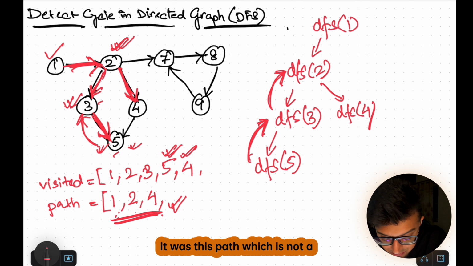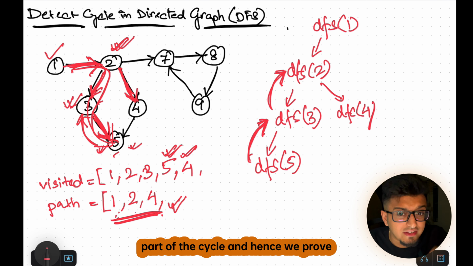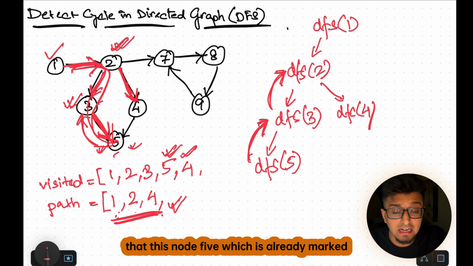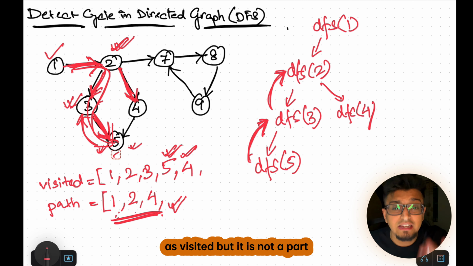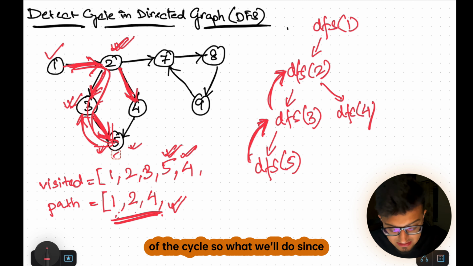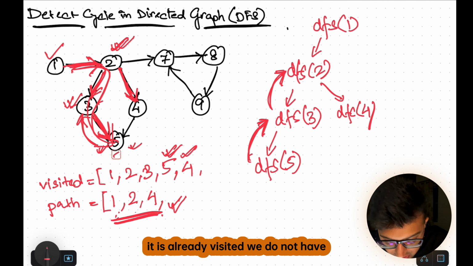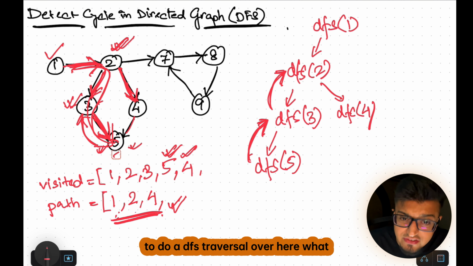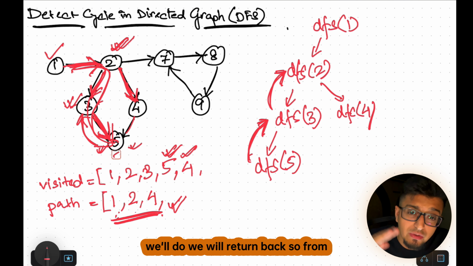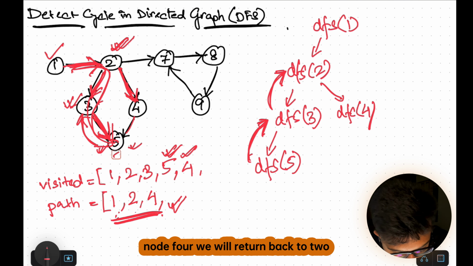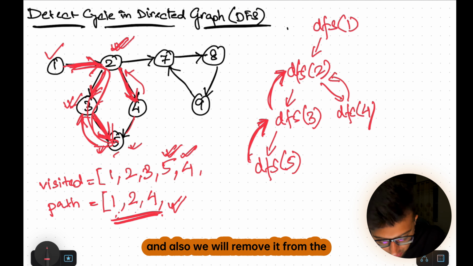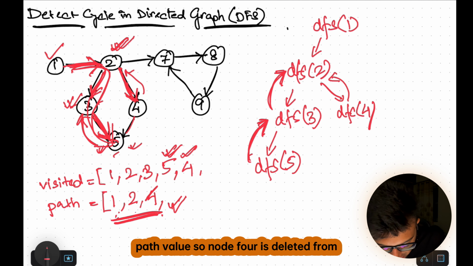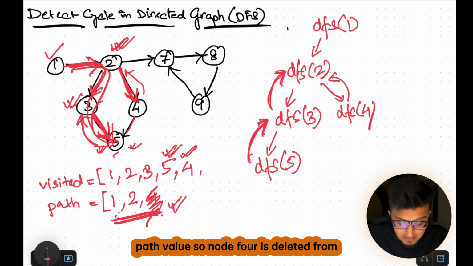It was this path which is not a part of the cycle, and hence we prove that this node 5, which is already marked as visited, is not a part of the cycle. So since it is already visited, we do not have to do a DFS traversal over here. We will return back. So from node 4 we'll return back to 2, and also we will remove it from the path value. So node 4 is deleted from here.